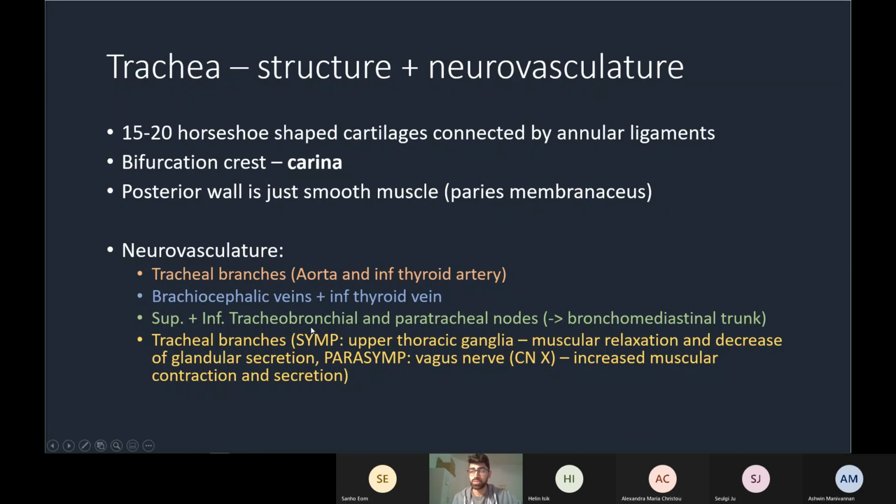Nerves: you'll notice that we have sympathetic and parasympathetic fibers. Don't worry too much, because you'll study this towards the end of the semester. But the autonomic nervous system innervates all the organs, and we divide the autonomic nervous system into sympathetic and parasympathetic. Sympathetic comes from the upper, or superior, thoracic ganglia, and parasympathetic comes from the vagus nerve. Very simply, I won't go into much more detail there.